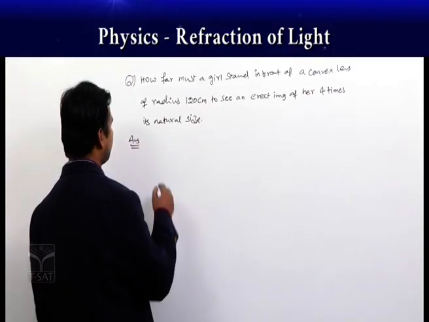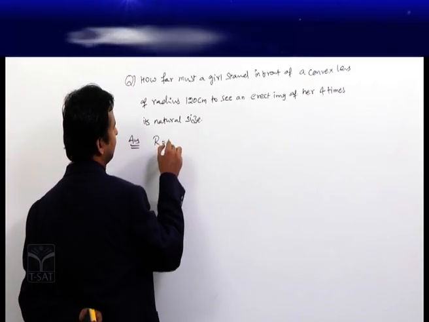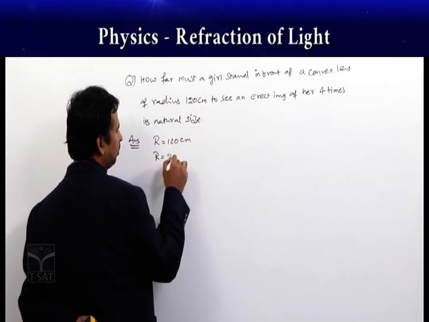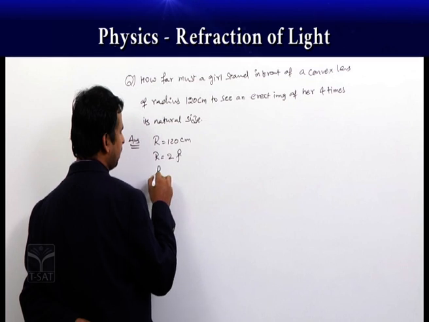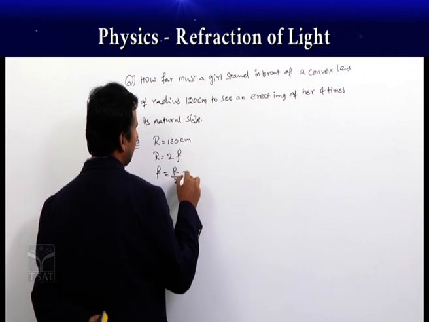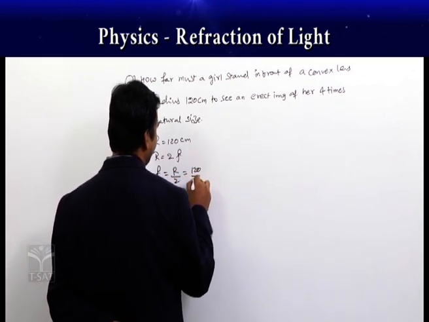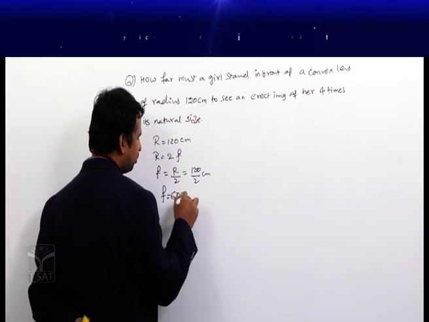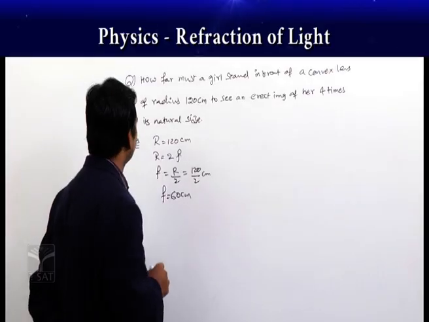As the radius of curvature r is given as 120 centimeters, we know that r is equal to 2f. Then f becomes r by 2, where r by 2 is 120 by 2 centimeters. So finally the focal length here is 60 centimeters.